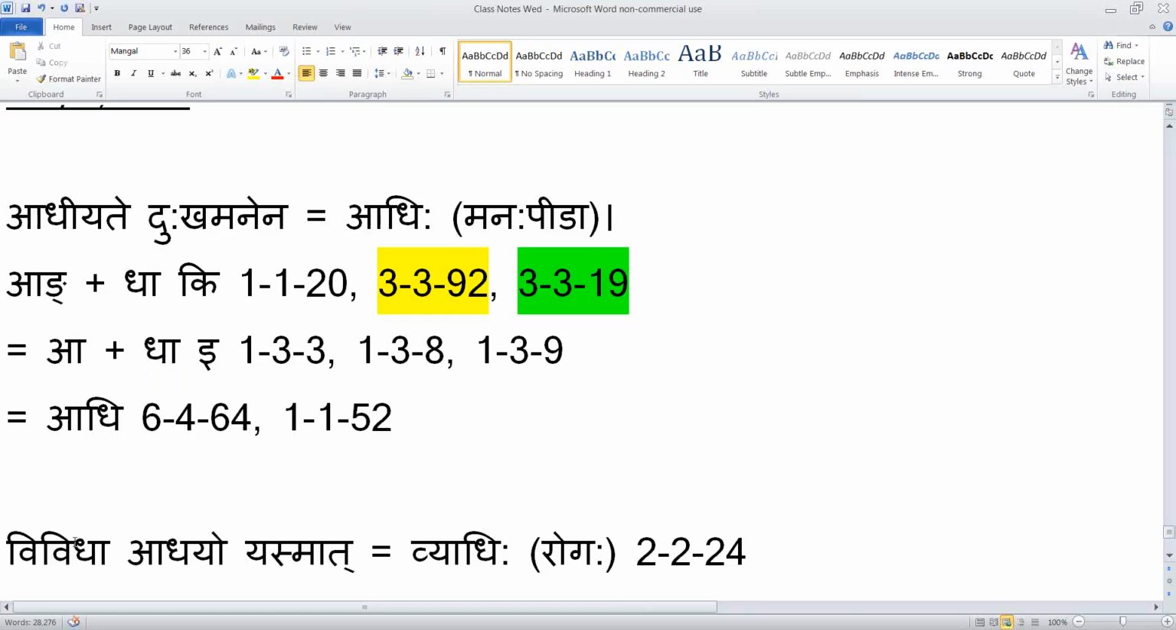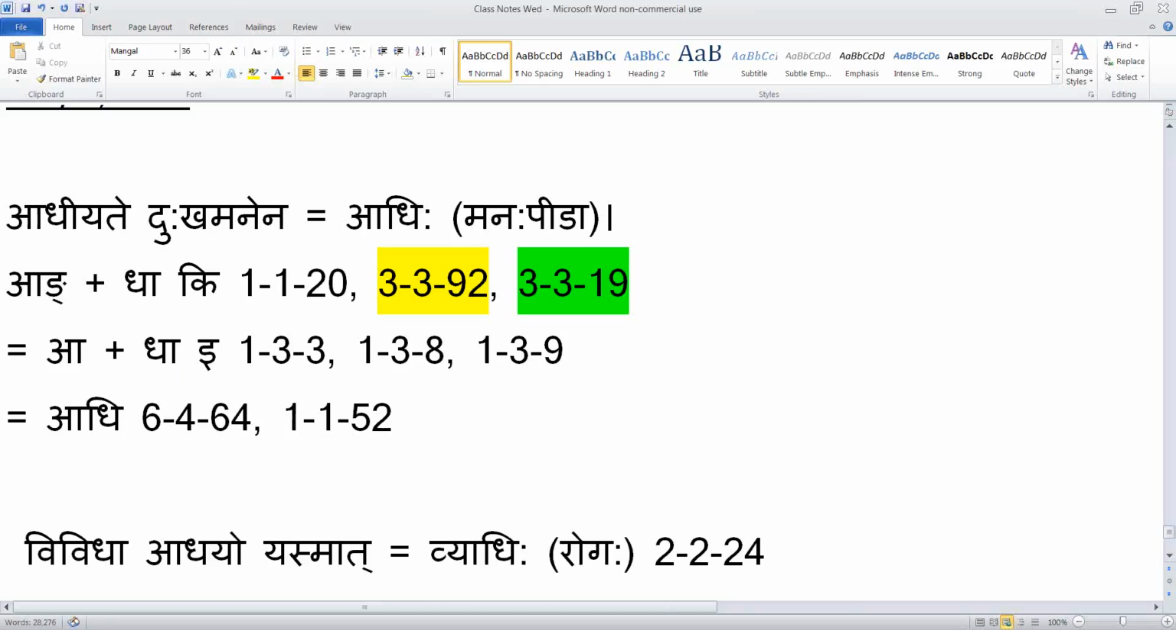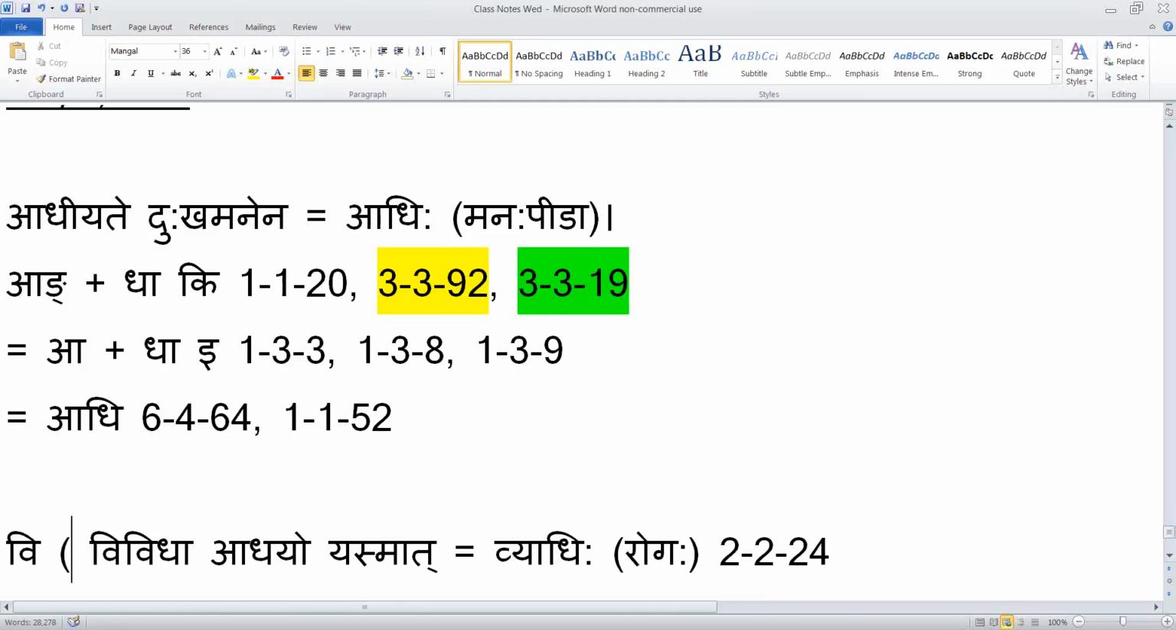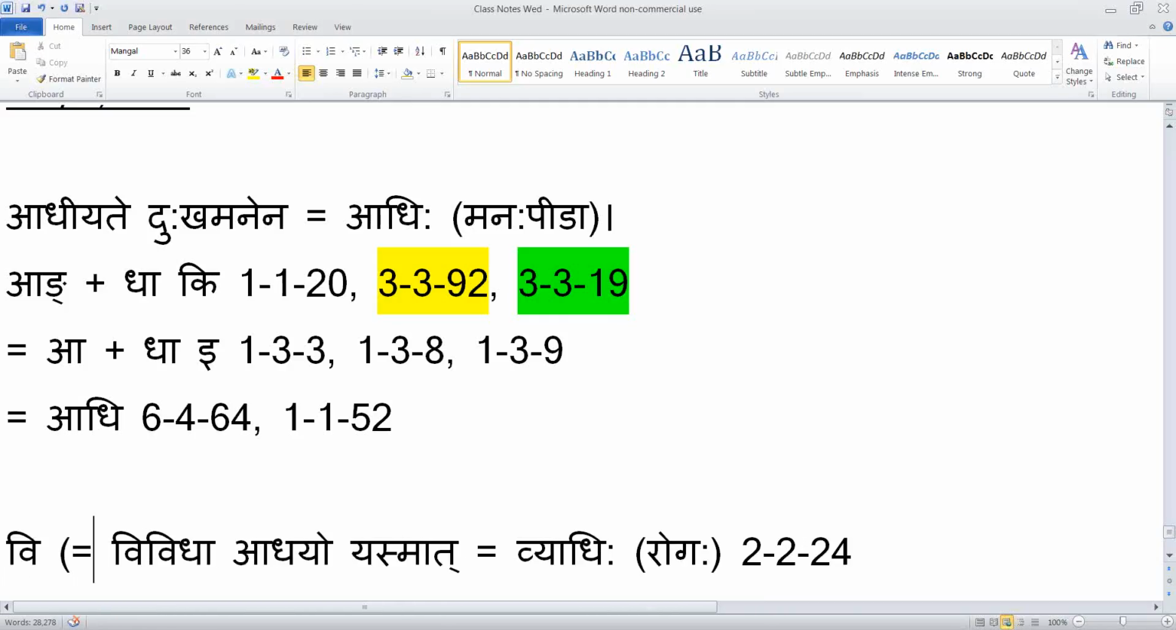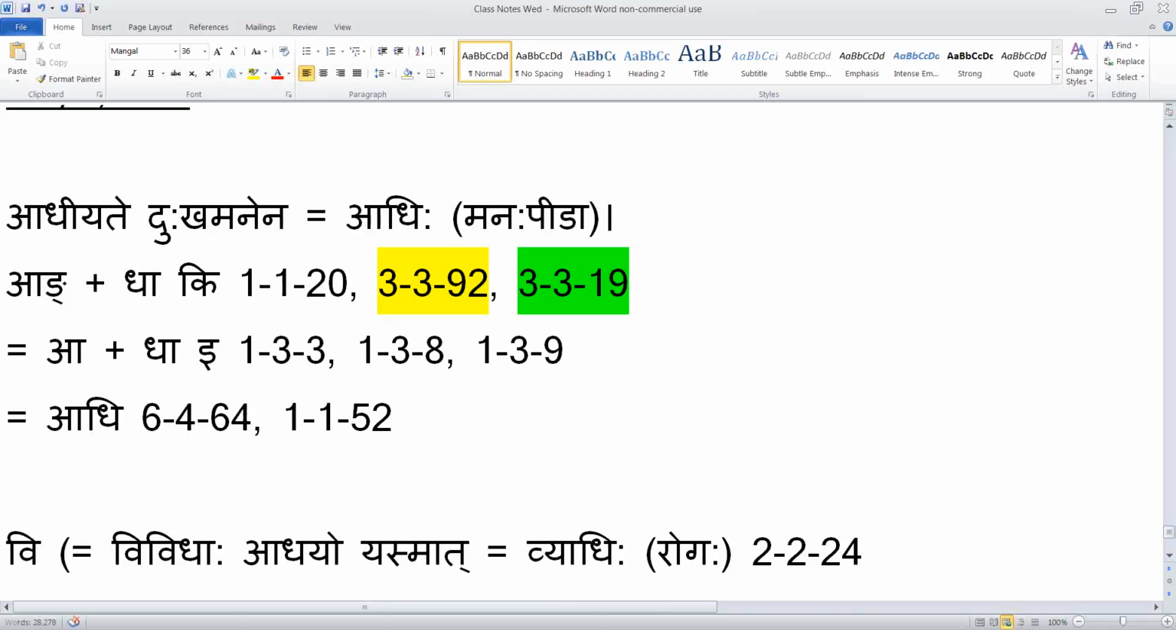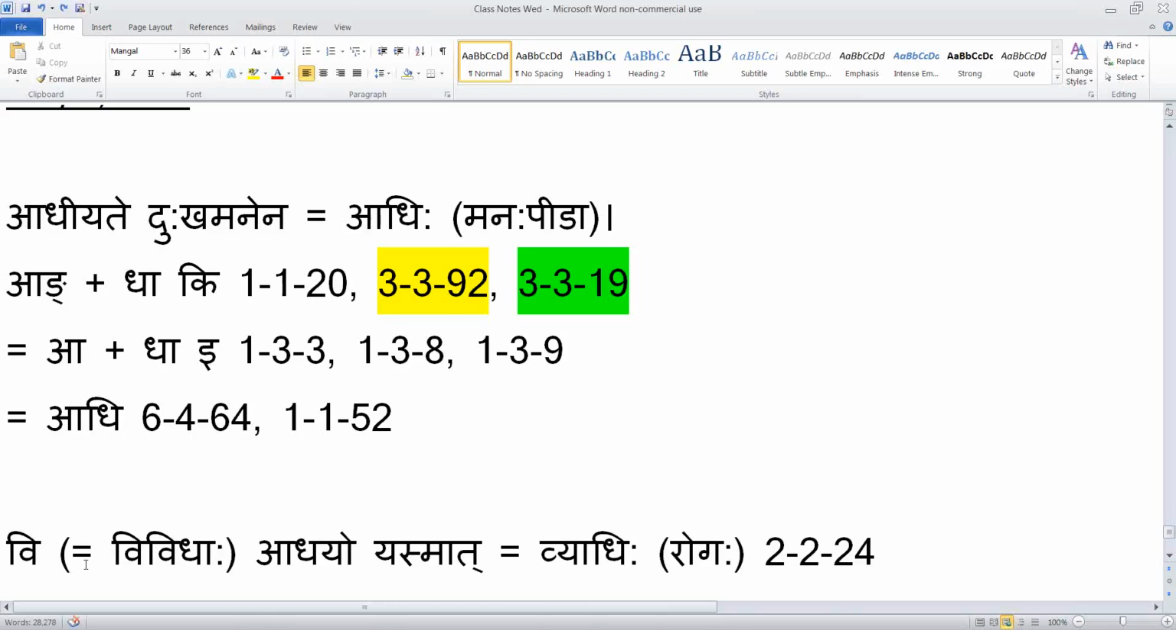And then vividhaha, V equals vividhaha adhayo yasmat. So vyadhi is a physical, sharirika badha. V means in this case vividhaha, that from which there are a variety of mental afflictions. It's a bodily disease, roga, but that disease also causes a variety of mental anguish, pain.